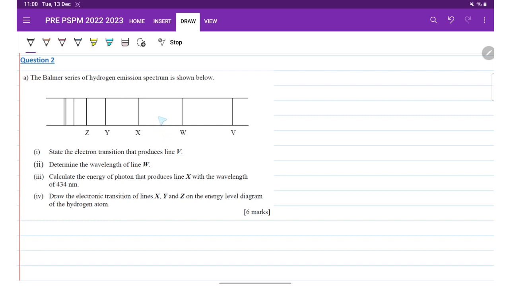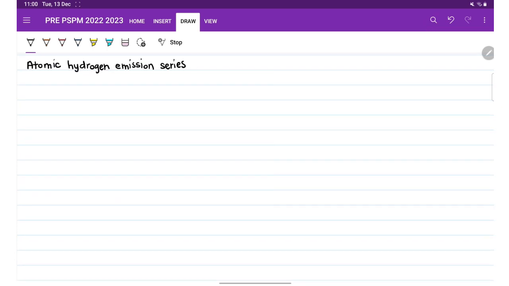So this is question 2A, and question 2A is about hydrogen emission spectrum, dan dia akan berkaitan dengan atomic hydrogen emission series. So sebelum kita tengok kepada soalan, kita buat sedikit revision tentang atomic hydrogen emission series. So, when we talk about atomic hydrogen emission series, okay, so dekat sini kita ada perkataan emission. So, bila kita cerita tentang emission, maksudnya the transition will be from an excited state to a ground state. So, dia maksudnya daripada higher energy level to lower energy level.